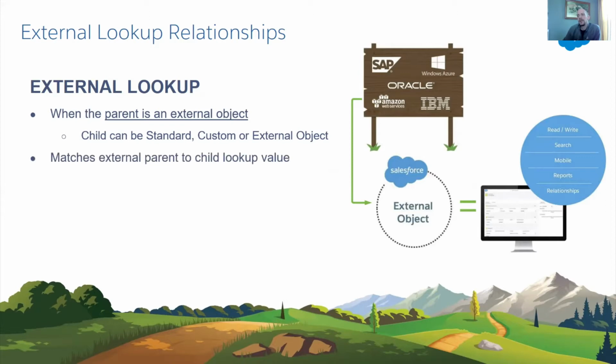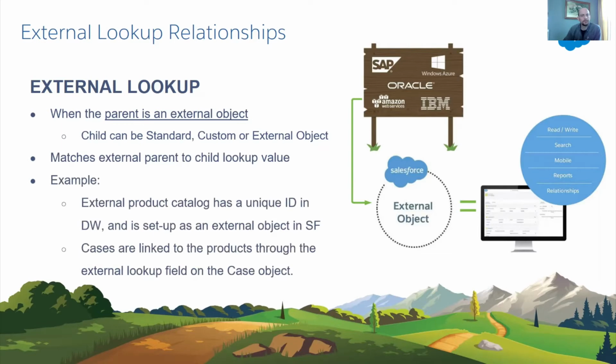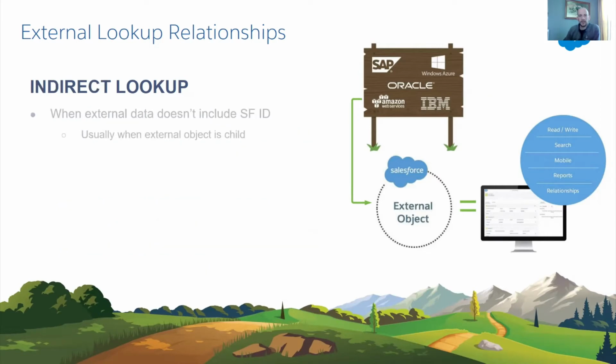So what it does is it matches the parent ID on the external object to a lookup value on the child record. An example would be the product catalog in the data warehouse or any external source has a unique ID, and we have it set up as an external object in Salesforce. And then cases are linked to the products through the external lookup field in the case object. So the case has a custom lookup field, an external lookup field that holds the product ID. So we're not using the Salesforce ID necessarily. It's linking up on that external ID.